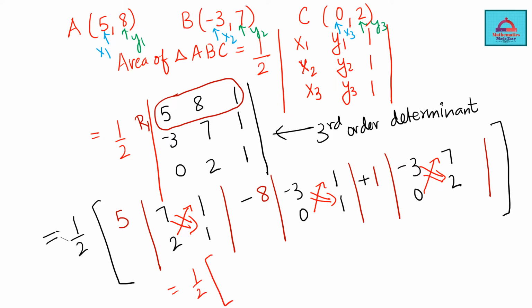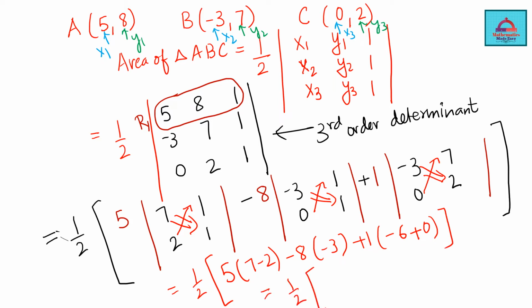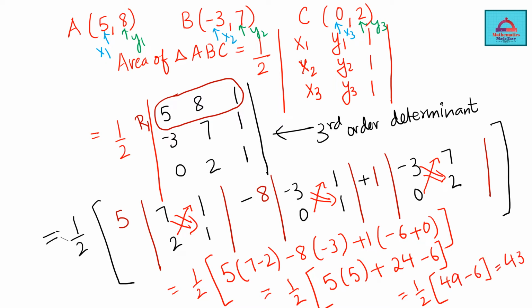So 1 by 2 outside, 5 times, what do we have? 7 minus 2 minus 8 times negative 3. This is already 0, nothing comes, plus 1 times negative 6, plus 0. Again, you don't have anything here. So let's simplify. 1 by 2, 5 times 5 plus 8 3s are 24 minus 6. Simplify more. 1 by 2, now this is 25 plus 24 minus 6. So this is like 49 minus 6. So this is 43 divided by 2.